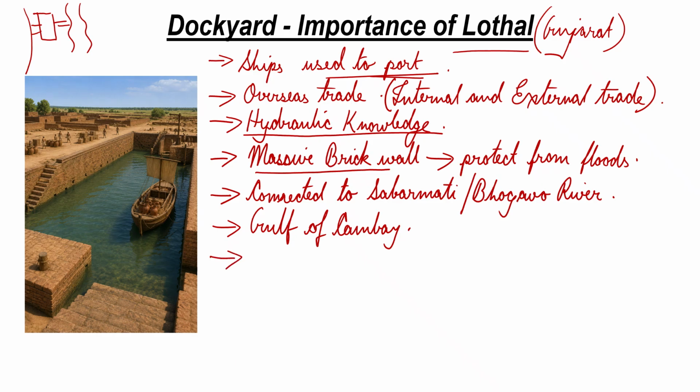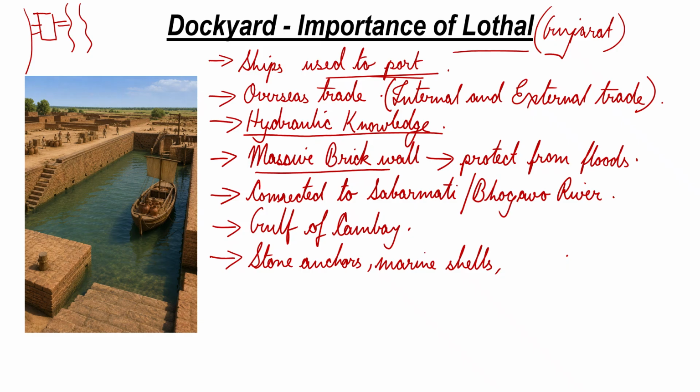So what are the things we find associated with the dockyard? So firstly we find stone anchors which may have been used to stop the ships. We also find marine shells, and along with marine shells we come to understand that the people had engineering skill. So marine shells were there along with stone anchors.